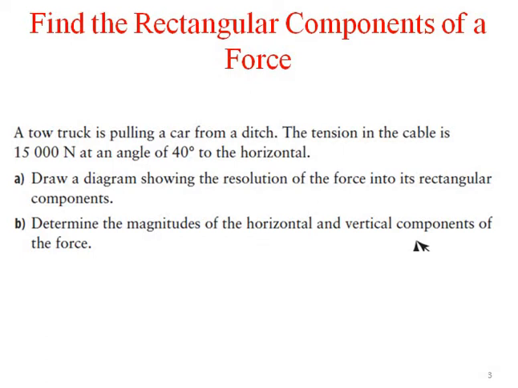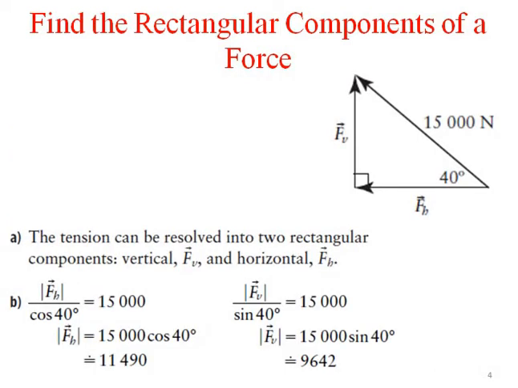Find the rectangular components of a force. Let's see how to break this vector. A tow truck is pulling a car from a ditch. The tension in the cable is 15,000 Newton at an angle of 40 degrees to the horizontal. Draw a diagram showing the resolution of the force into its rectangular components. Determine the magnitudes of the horizontal and vertical components of the force. So we're going to have the force 15,000 Newton, and I'm going to draw horizontal and vertical forces.